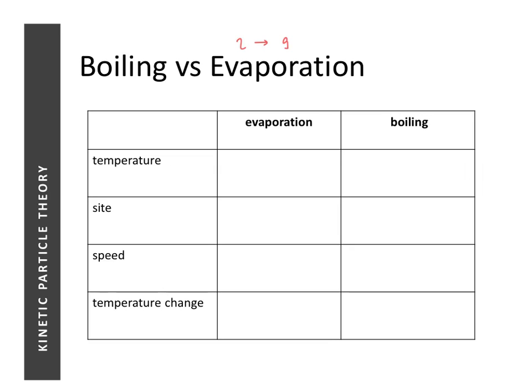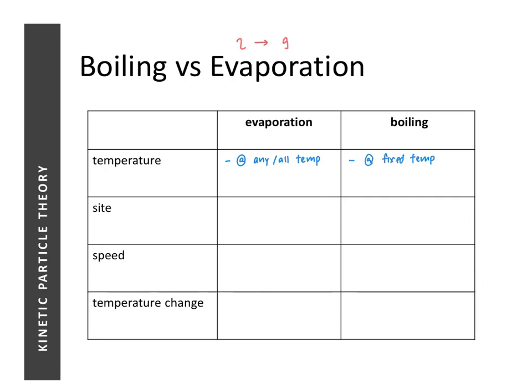Firstly, let us look at the temperature at which boiling or evaporation occurs. We have learned that boiling takes place, for example water, at 100 degrees Celsius, so it occurs at a fixed temperature. However, for evaporation, does it take place at only one temperature? The answer is no. If it only took place at one temperature, then your clothes wouldn't dry on a sunny day. So evaporation takes place at all temperatures.